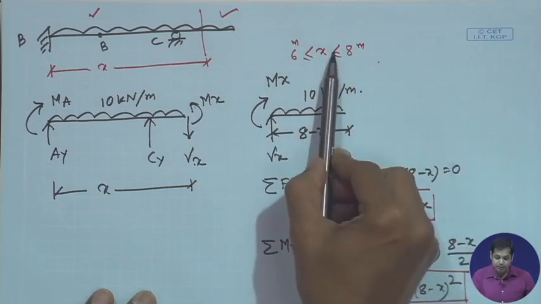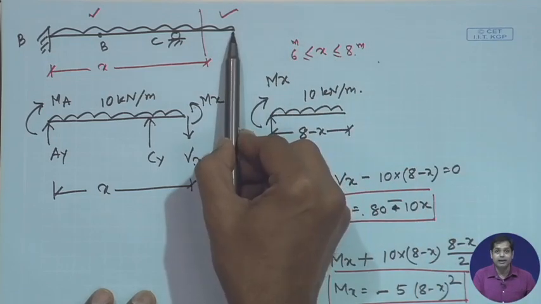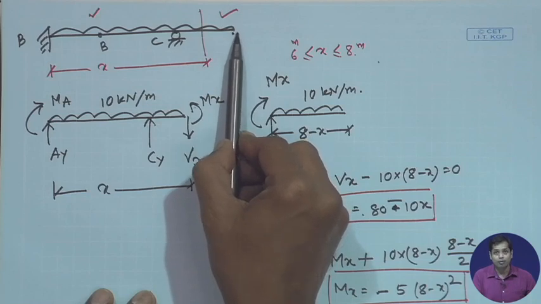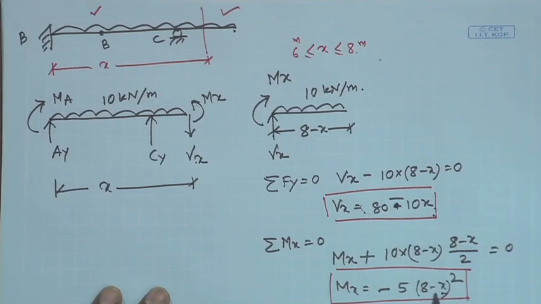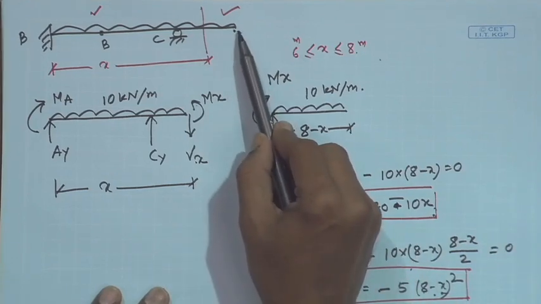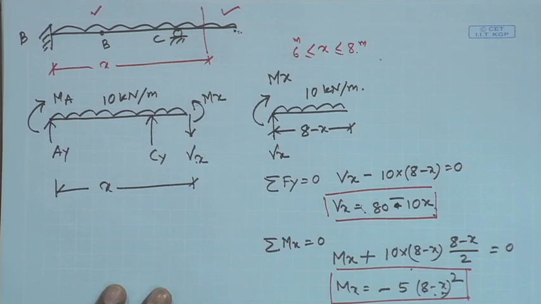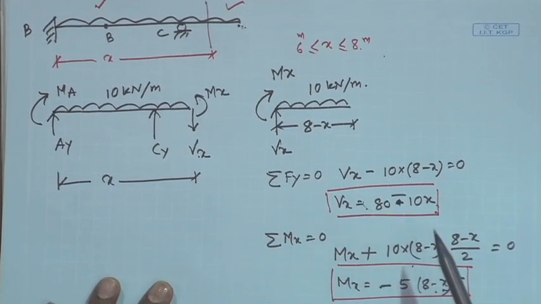Now if I substitute x is equal to 8, which is at the free end, your shear force and bending moment both should be 0. Substitute x is equal to 8 here, this is 0, and bending moment is equal to 0. So this is consistent with the problem, right? Now another observation: shear force is linear and bending moment is quadratic, one order higher.